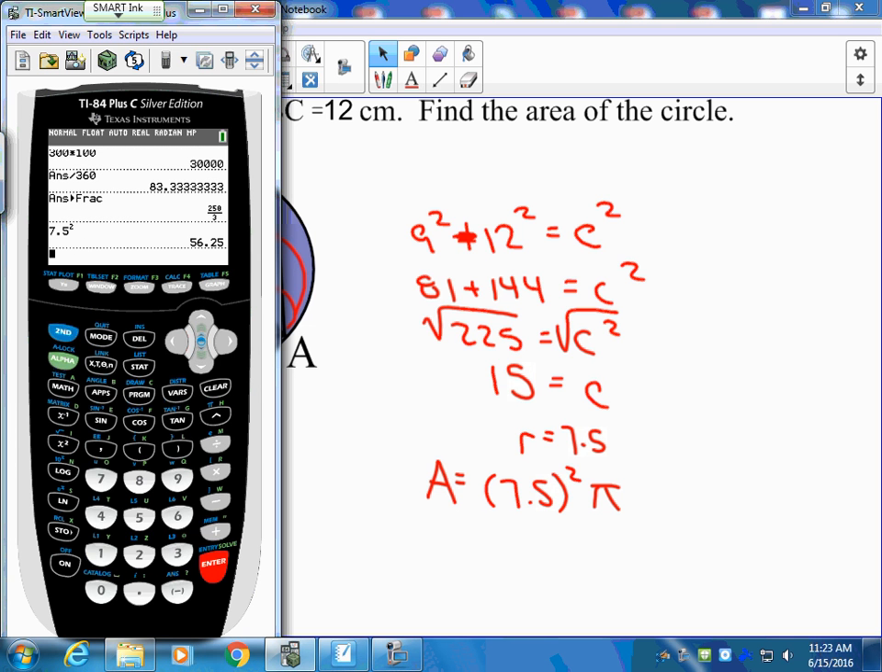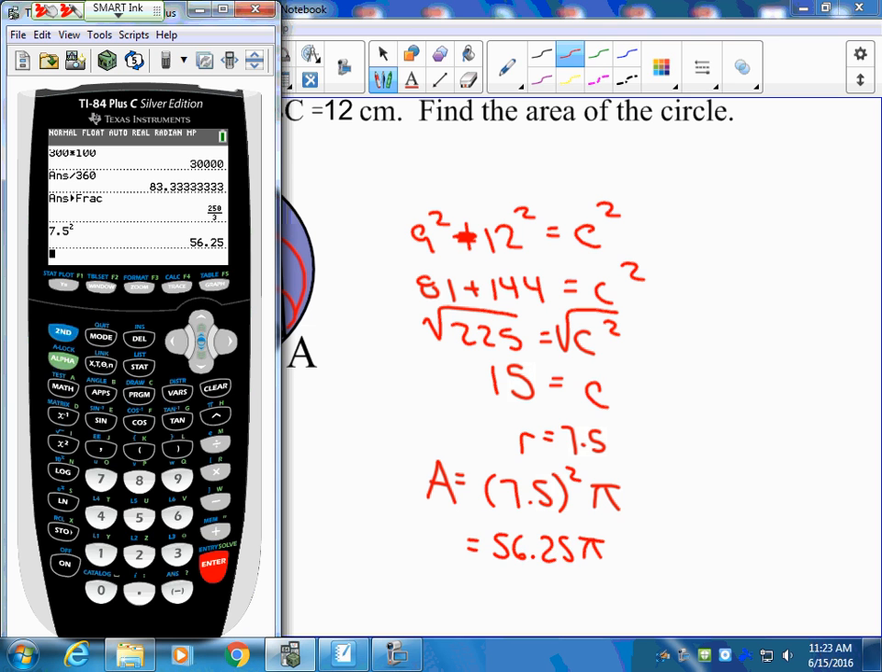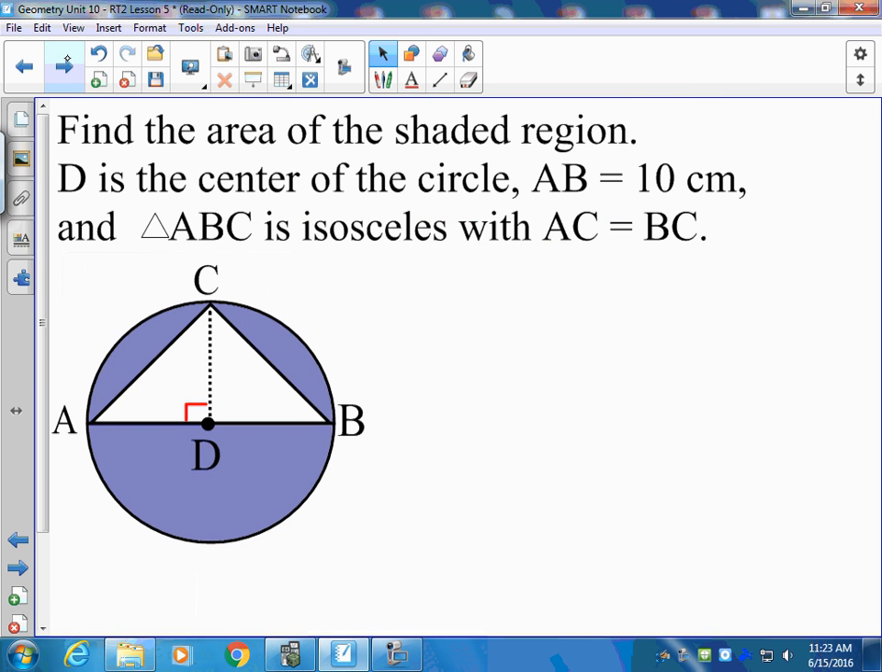Enter to finish it up. So we would have 56.25 pi for our area of this circle. Okay, next situation we're looking at here.